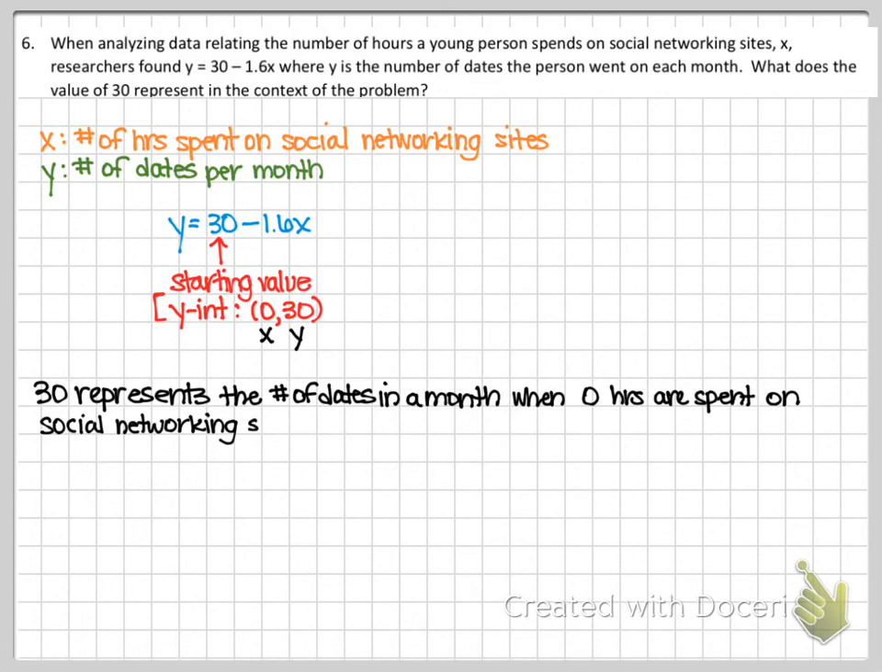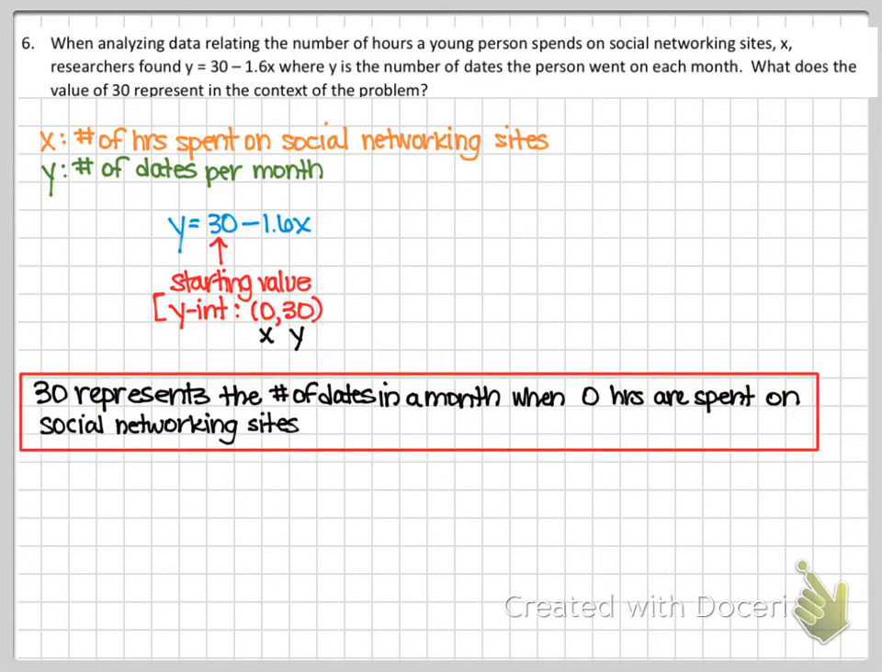And again, this can be said a whole bunch of different ways. So another way to say this, let's say they spent no time or no hours at all on any type of social networking site. Could be LinkedIn, could be Instagram, could be Facebook, could be Twitter, could be Snapchat, could be on anything. If they spent 0 hours on any of those things, the expectation, based off of this equation, is that they would have 30 dates in a month. That's basically what this says. Again, not only one way to say it.